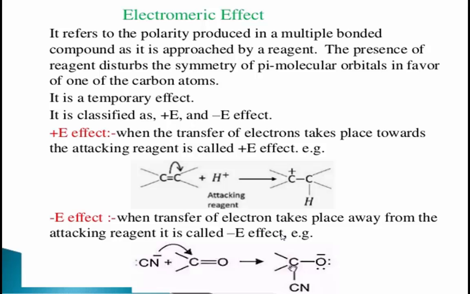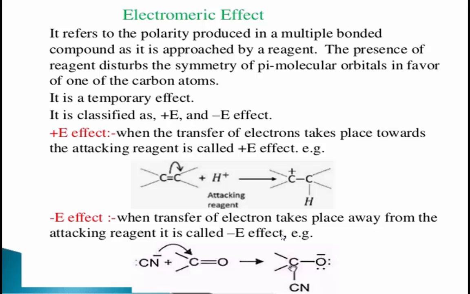It is one of the temporary effects. Why? Because it takes place in the presence of an attacking reagent. If you remove that attacking reagent, it comes back to the original state. Here also there are two types: one is positive electromeric effect and the other is negative electromeric effect. First, positive electromeric effect. The attacking reagent shows positive electromeric effect when the displacement of electrons takes place towards it.